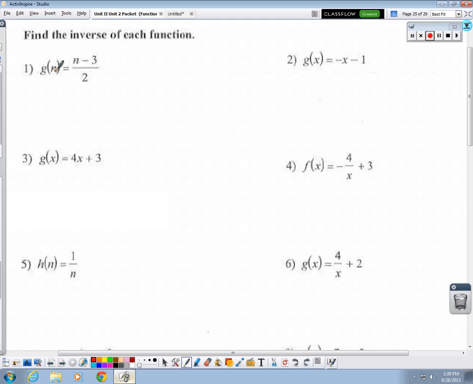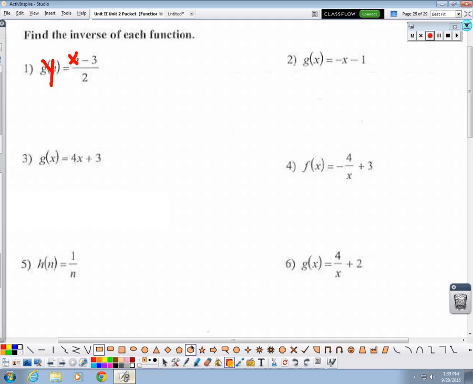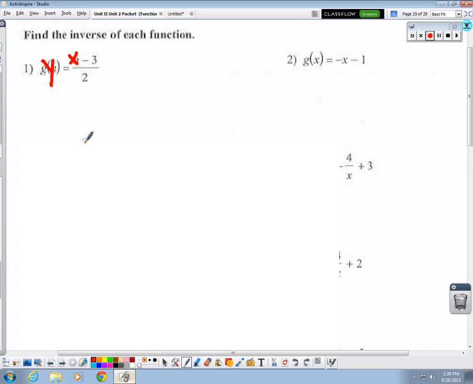Right, the g of n will become y, and the n will become x. Okay, so now we're ready to go. What's step 1? Switch our x and y. So when I do that, what will it look like? Right, x equals y minus 3 over 2. Once I've switched the x and the y, what am I supposed to do next?